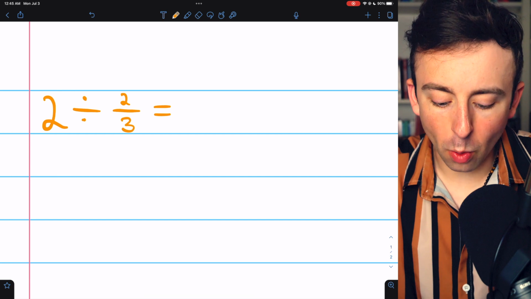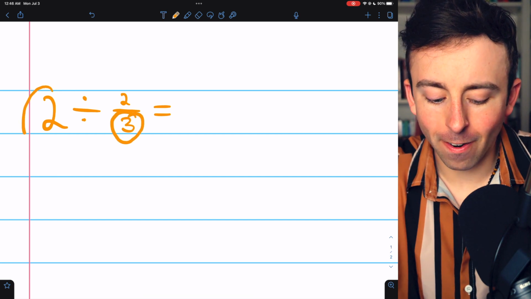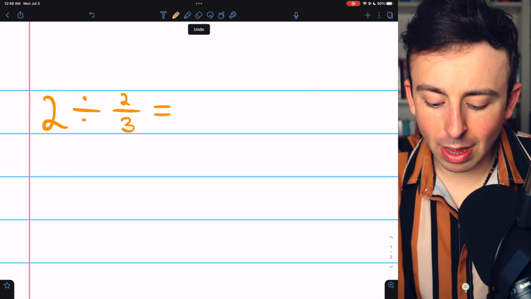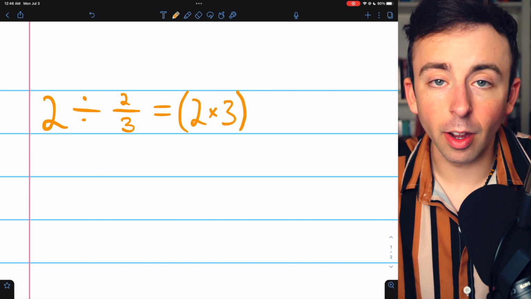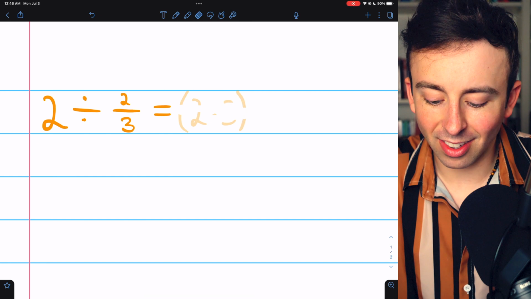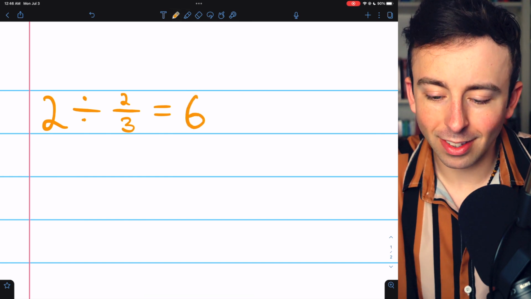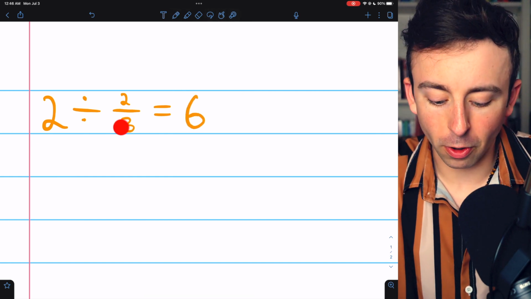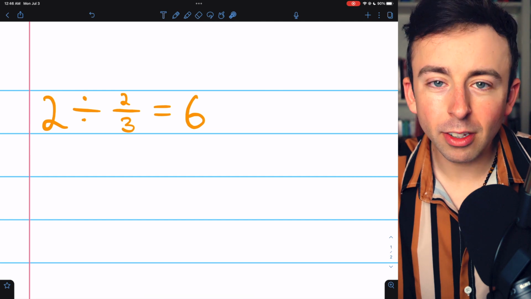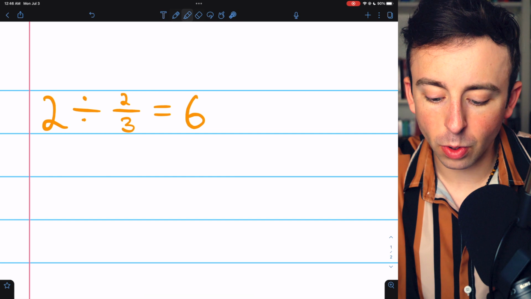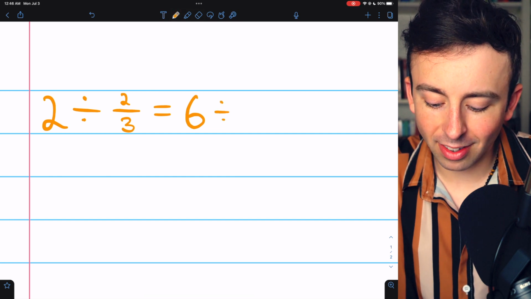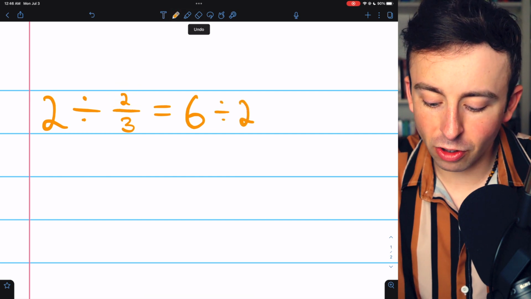First, we need to know how many thirds are there in 2. To answer that question, we just need to multiply 2 by that denominator of 3. Of course, that's 6, so let's just write 6. There are 6 thirds in 2. So to figure out how many times 2/3 goes into 2, we just need to do 6 divided by 2.